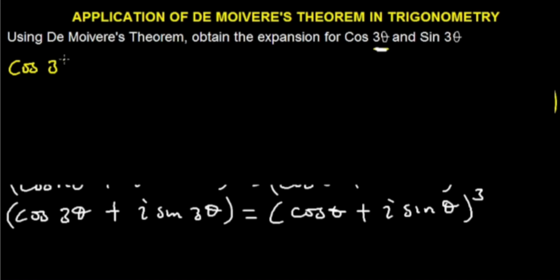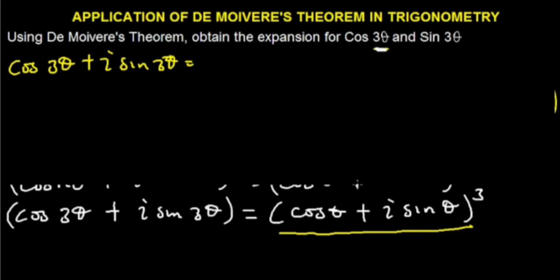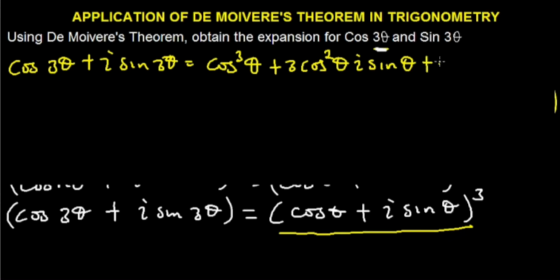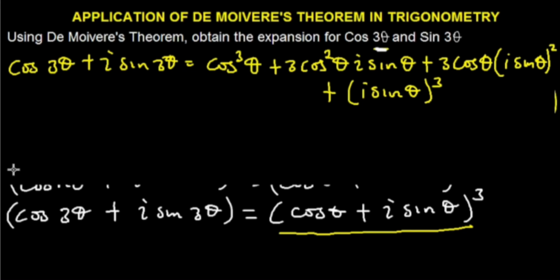Starting from here, I will then have cos 3 theta plus i sin 3 theta is equal to, if I expand this using Pascal's triangle or the idea of binomial expansion, which I have taught in one of the videos, make sure you watch it to have full context, cos cube theta plus 3 cos square theta i sin theta, plus 3 cos theta, as this one reduces, the other one increases, i sin theta squared, then plus i sin theta cube.